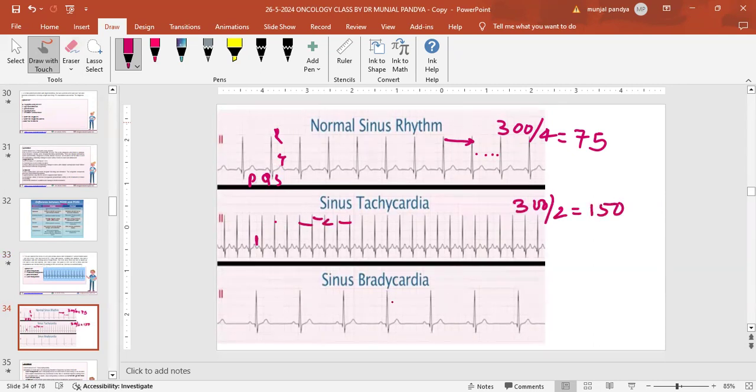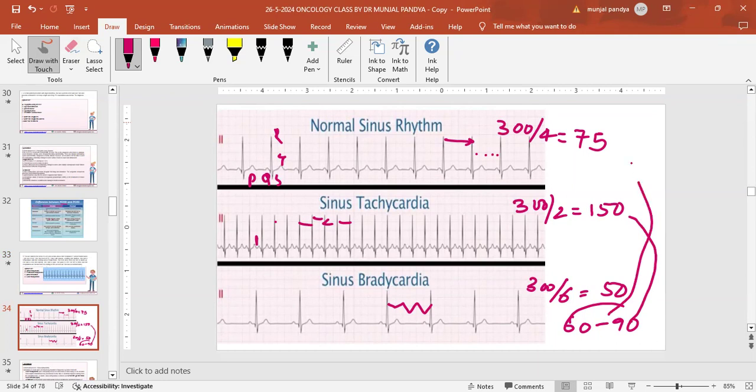Bradycardia: here you can see 1, 2, 3, 4, 5, almost 6 blocks. So 300 divided by 6 is a heart rate of 50, so it is bradycardia. A heart rate of 60 to 90 is normal. Less than 60 is bradycardia. More than 90 is tachycardia. Between 60 and 90 is normal sinus rhythm. Is that clear? Yes or no?